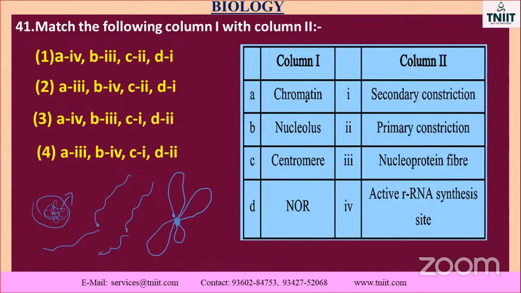See here the chromatin. Here they are asking to match the column. Chromatin, what does that mean? Chromatin is nothing but the primary construction. Primary construction is the correct one. The NOR is nothing but the secondary construction. I will tell you how it will be there. Secondary construction. So A is denoted as 2.